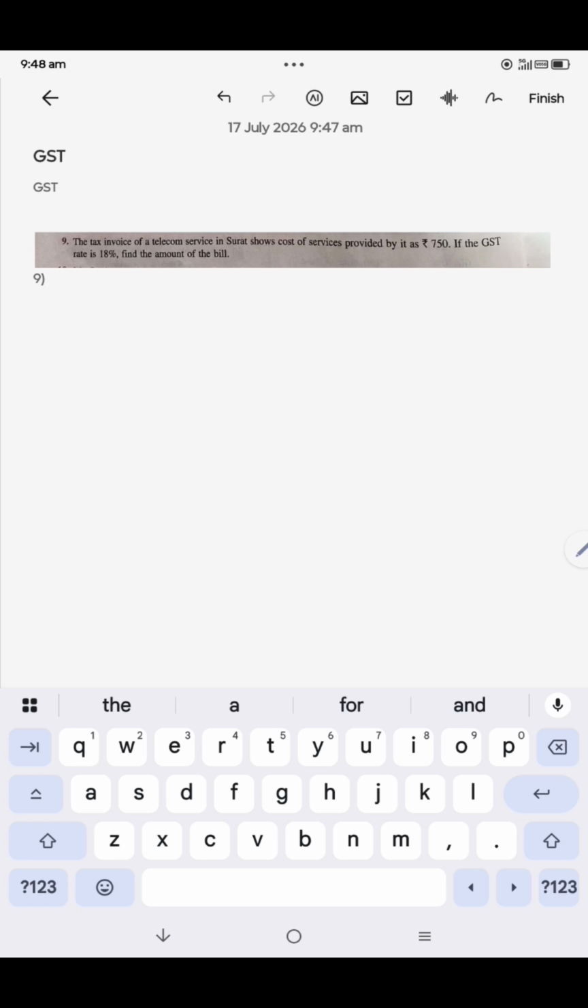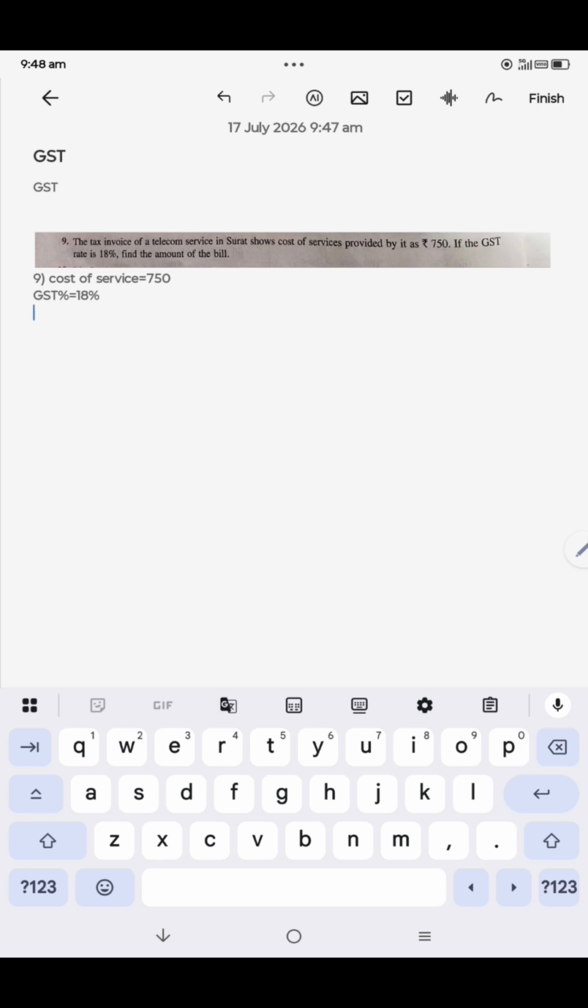So, what is given over here is the cost of the service. We have the cost of service equal to 750 rupees. Next, the GST rate. The GST percent is equal to 18%.